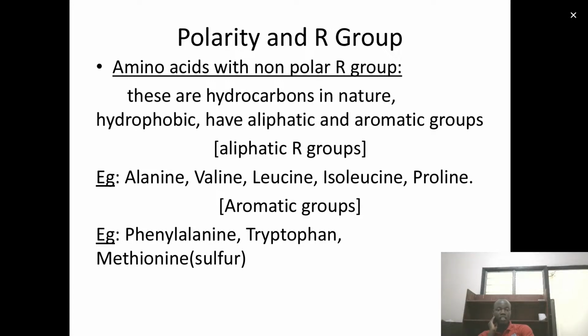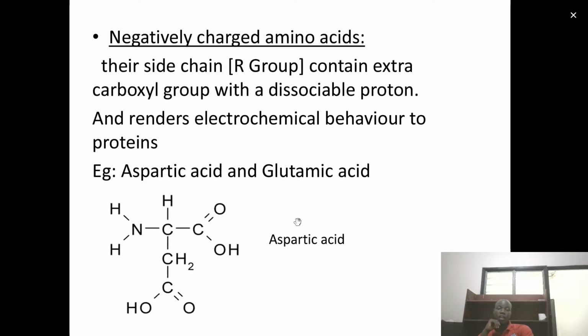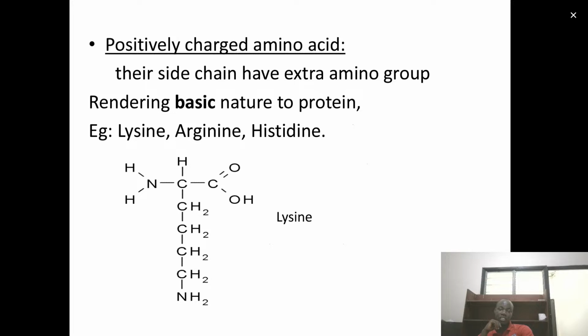So now the next thing that we are going to look at is amino acids with a polar but uncharged R group. So these amino acids that are polar but neutral: glycine, serine, threonine, cysteine, tyrosine, glutamine, and asparagine. And then we have negatively charged amino acids: aspartic acid and glutamic acid. And then we have positively charged amino acids, and it's only lysine.